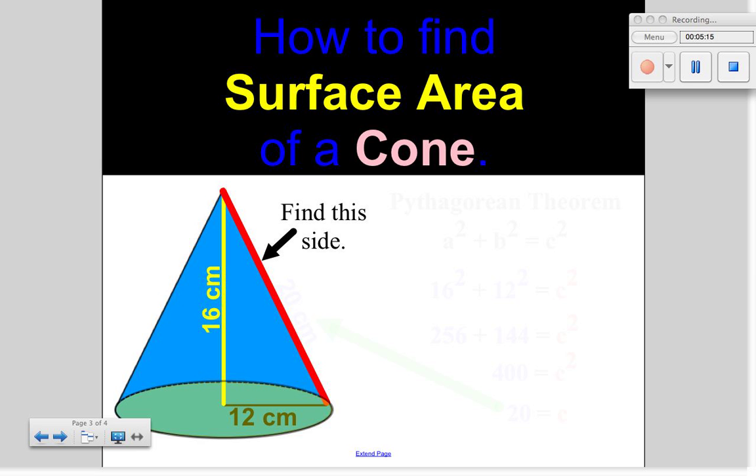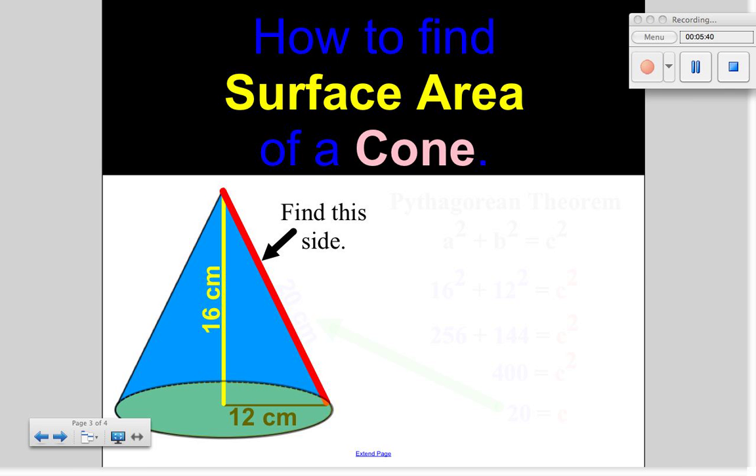Next page. Now we're going to look up how to find the surface area of a cone. Remember yesterday when we found the surface area of a pyramid, we had to get away from the height of the pyramid and find the slant height of the pyramid. Well, we have to do the same thing with the cone too. We have to get away from the height of the cone and instead find the slant height of the cone.